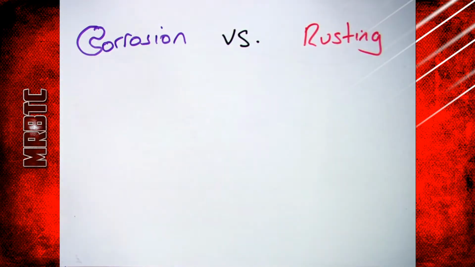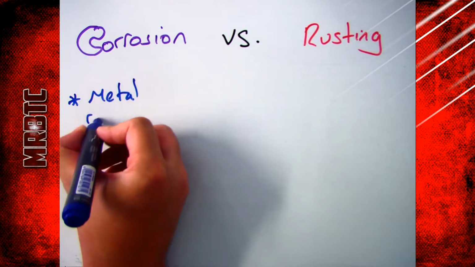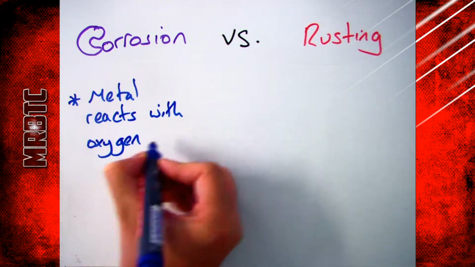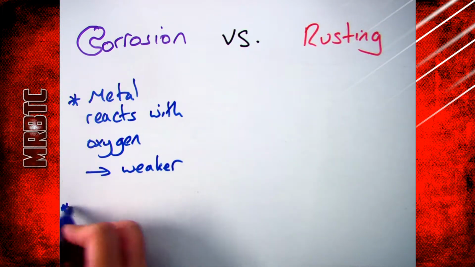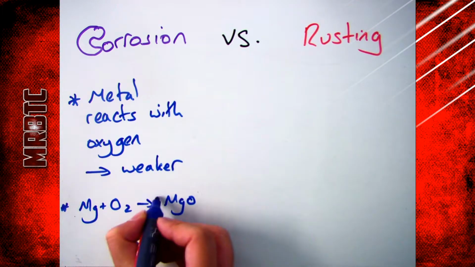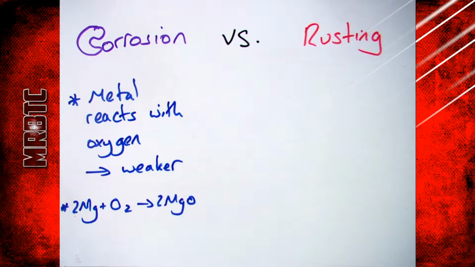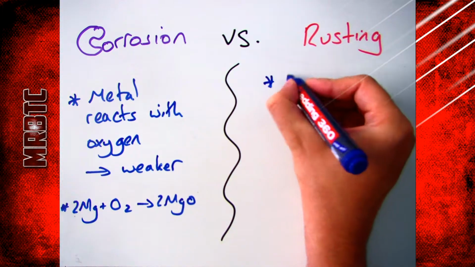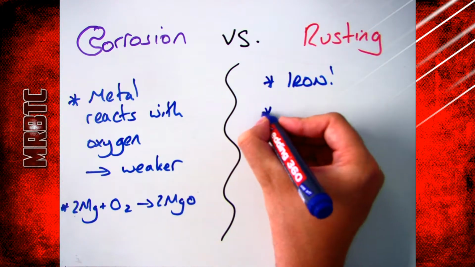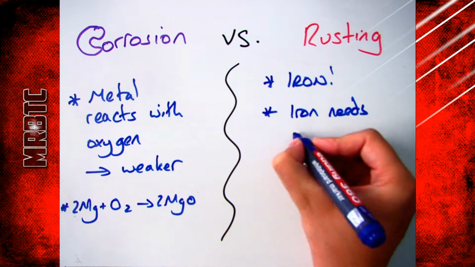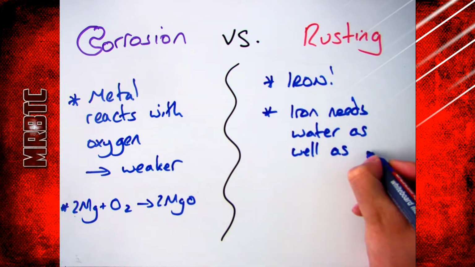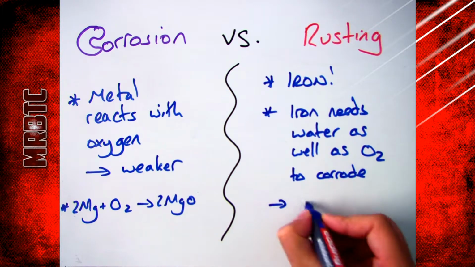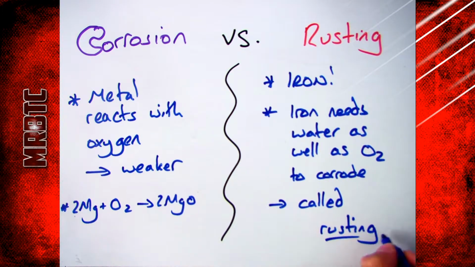In summary then, corrosion is when any metal reacts with oxygen and it makes the metal weaker. So for example, magnesium reacting with oxygen, it's oxidizing, it's corrosion to make magnesium oxide. What you do need to know is the difference between corrosion and rusting, however. Rusting is the term that is only applied to iron, and it's where iron needs water as well as oxygen to corrode. So rusting is the same as corrosion, but it needs water. Corrosion is just where it needs oxygen, and that's every other metal.